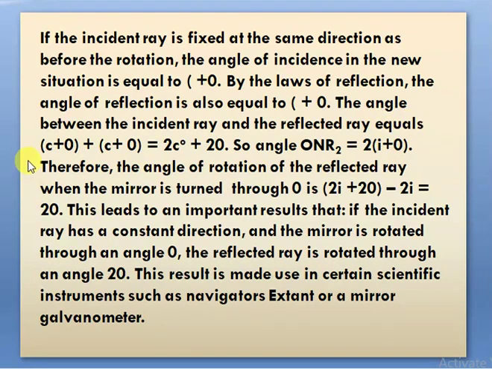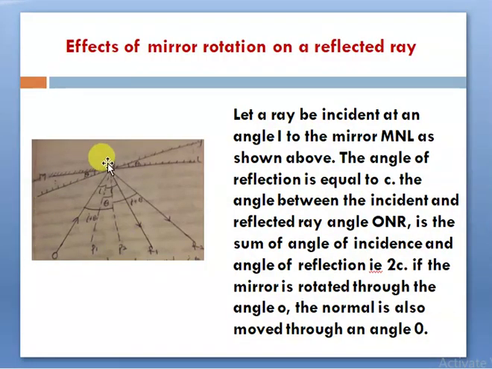Will now be equal to what? For the incident ray, you have I plus theta, please this is theta, plus the reflected ray, as I've shown you in the diagram, we equally have I plus theta. And that will give us what? When you solve it, you have 2I plus 2 theta. So angle ONR2 will give us 2I plus 2 theta. That is 2 brackets I plus theta.